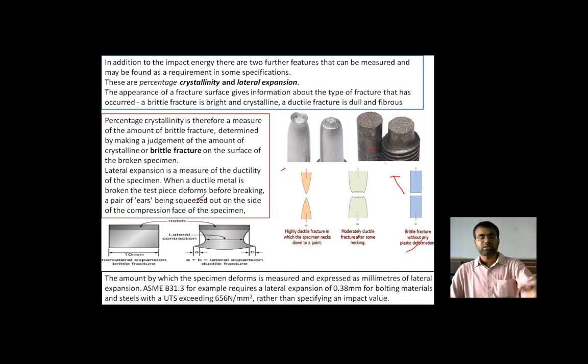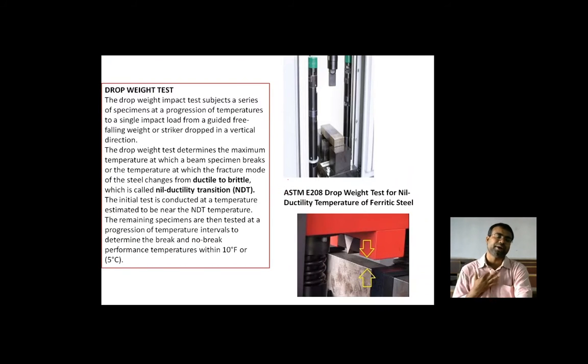So this is the thing which is showing here. So that is the thing which is providing the information about which kind of material possesses different properties. So in this context, we are moving toward another kind of test, that is called the drop weight test.